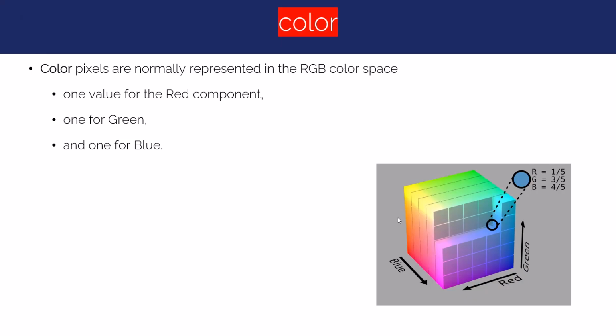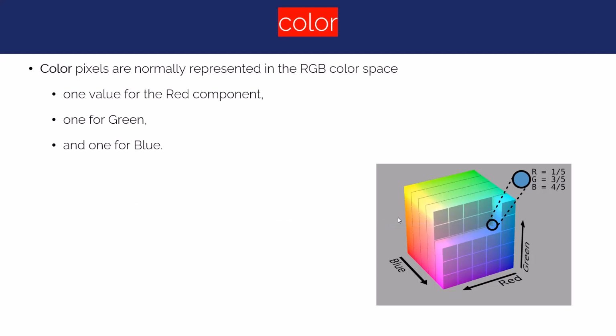Whereas color pixels are normally represented in the RGB color space, one value for red, one for green and one for blue. Each of the three colors is represented by an integer in the range between 0 and 255, which indicates how much of the color is there. Given that pixel values only need to be in the range of 0 to 255, we normally use an 8-bit unsigned integer to represent each color intensity. We then combine all the values into an RGB tuple in the form of red, green and blue. This tuple represents our color.